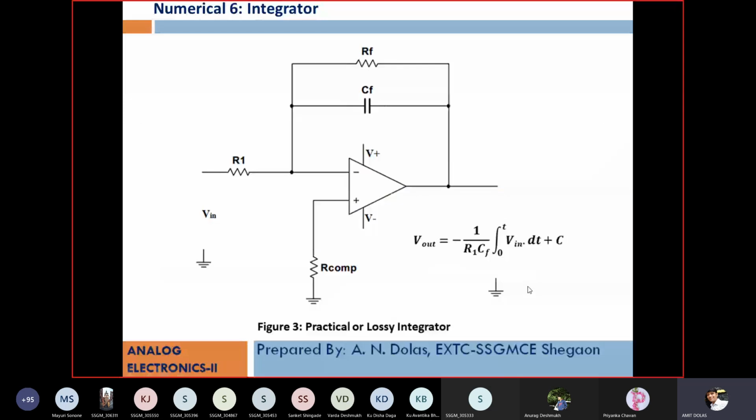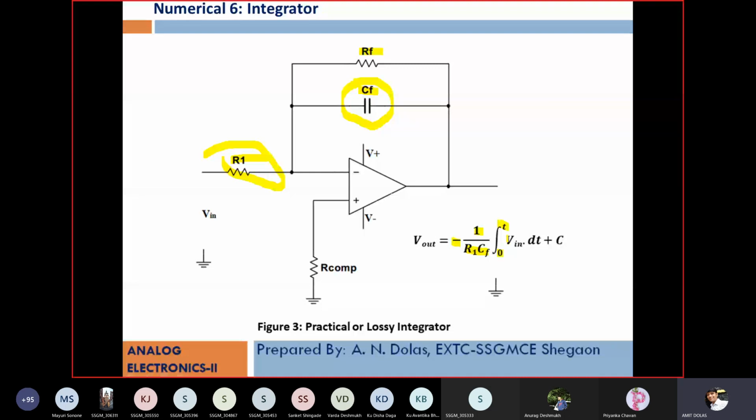So moving ahead, this is the circuit diagram of the lossy or practical integrator, where RF is shunted by CF, and the input has resistance R1. The output formula is: the minus sign shows it is an inverting integrator, 1 upon R1 CF, this R1 and this CF. Please remember this.